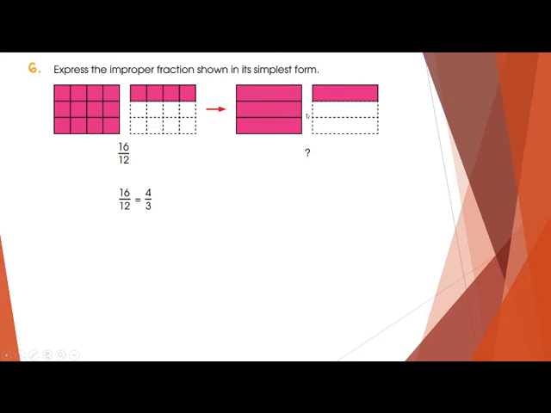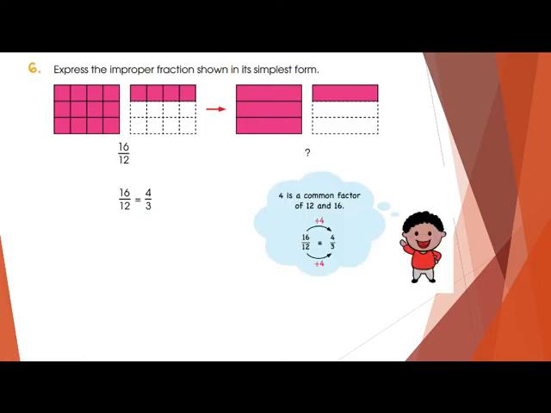That is, they are the same pictures. The parts are different, but they are the same pictures. So you will write 4 upon 3. 4 is a common factor of 12 and 16. You will say that we are reading the table of 4. 4 1s are 4, 4 2s are 8, 4 3s are 12. So you will write 12 instead of 3. And similarly, 4 1s are 4, 4 2s are 8, 4 3s are 12, 4 4s are 16. So you are writing the 4.